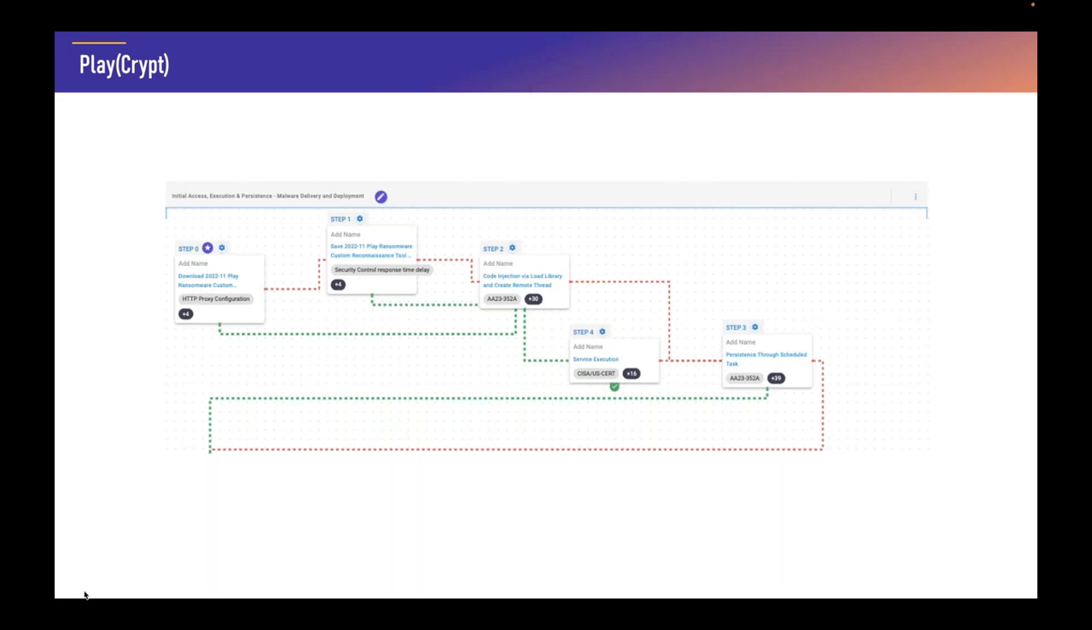So this first stage will start out by deploying a reconnaissance tool, and this is a custom tool that's been developed by Play. Once that's deployed, it will be executed via code injection into a running process or through execution via a service. Now, assuming either of those methods are successful, then persistence will be established by creating a new Windows scheduled task, which again is a very common technique often found in ransomware.